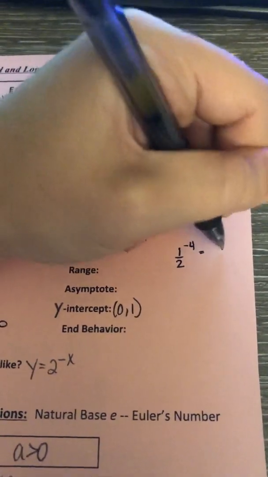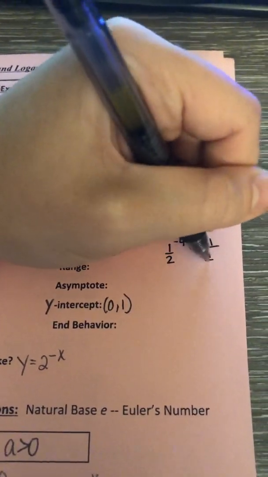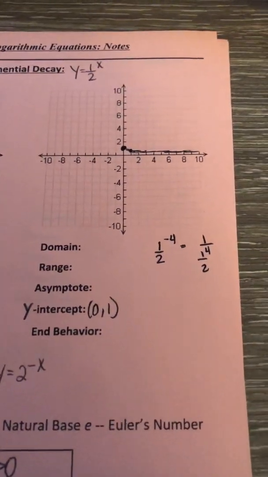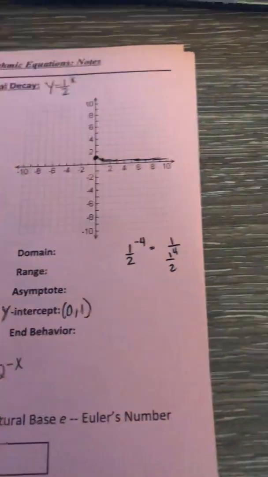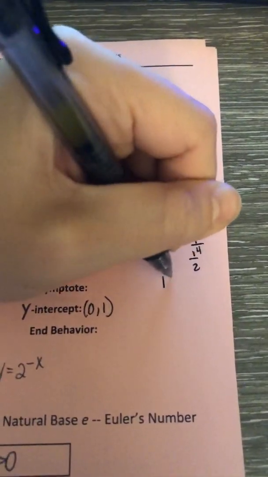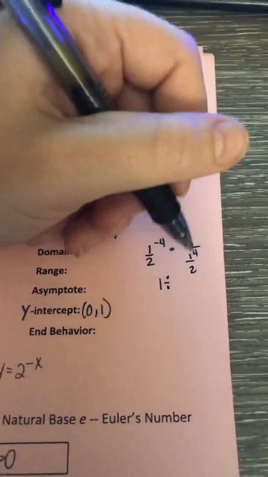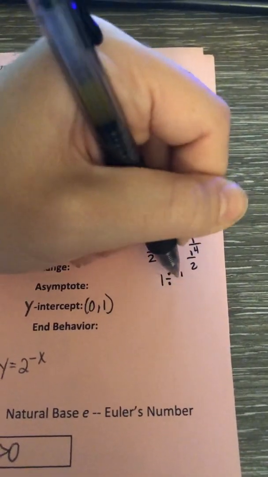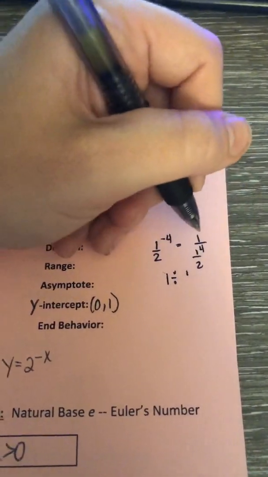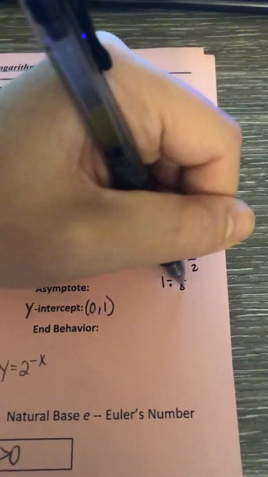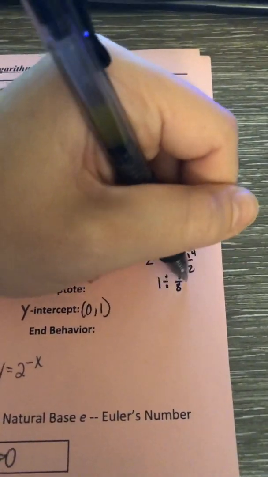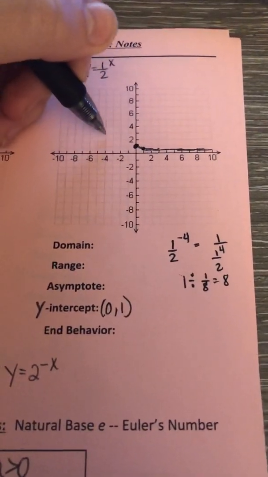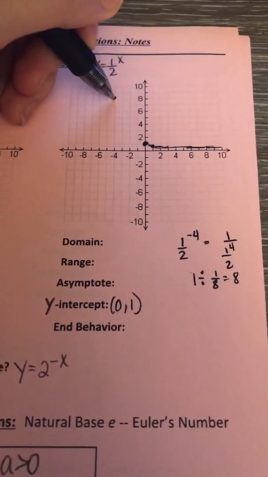But if we were to take 1/2 and put it to, let's say, the negative 4th power, this becomes 1 over 1/2 to the 4th power, and that will end up flipping the fraction into a whole number. Because this would technically be 1 divided by 1/8, and then we would flip that fraction and multiply, which would actually produce 8. So when x is negative 4, our y value is actually 8.